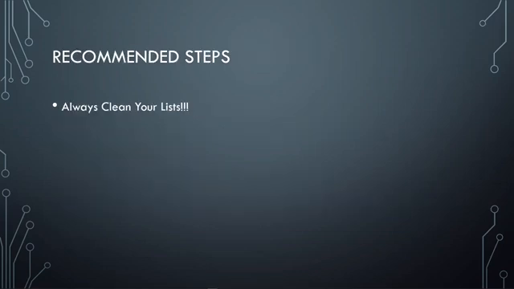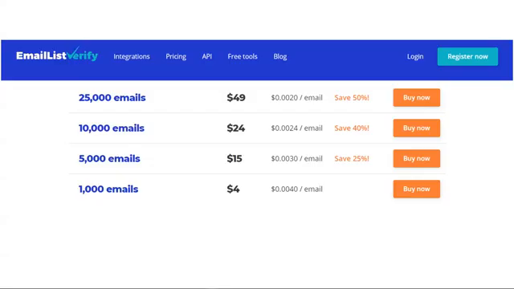So now some recommended steps, and this is really important, and we talked about it back in the beginning of the video, but it's always important to clean your list. So a couple of examples of how you can do that. There's a place called Email List Verify, and in this case you can scrub a file. You'll upload a CSV basically, and it'll go through and it'll tell you whether any of those emails are bad. It'll verify and give you a list back of which of those emails were good. So in this case, $49 to scrub 25,000 emails, not too bad.